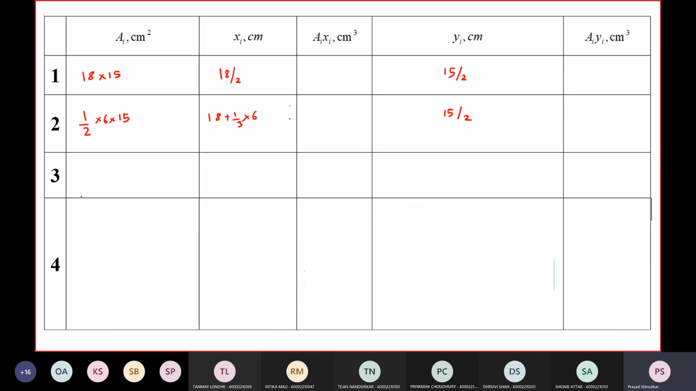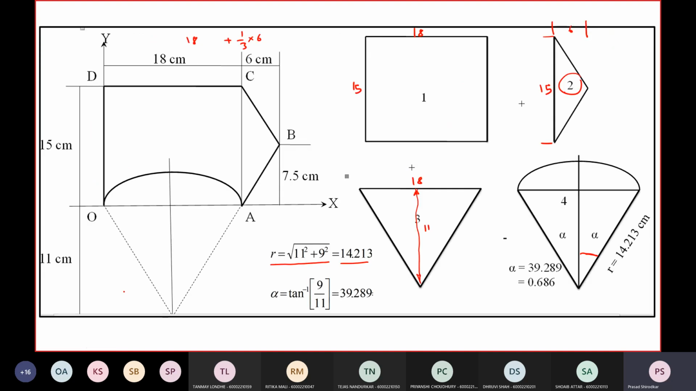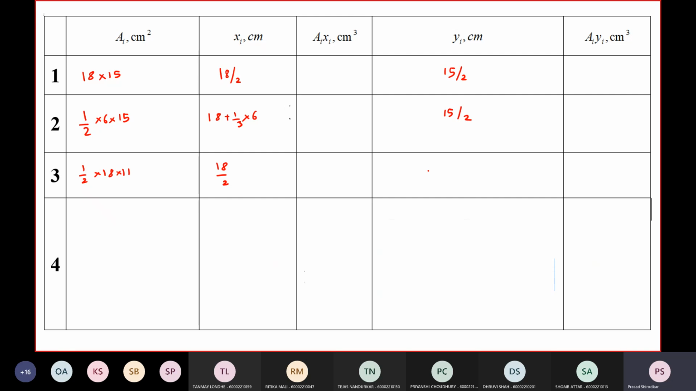Third area is half of 18 by 11. Xi will be 18 by 2, and yi will be, this triangle is in this way, so its height is 11, so centroid will be 11 by 3. Okay, and it is below the axis, so this will be negative, so it is minus 11 by 3.